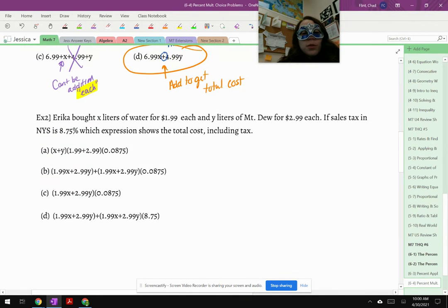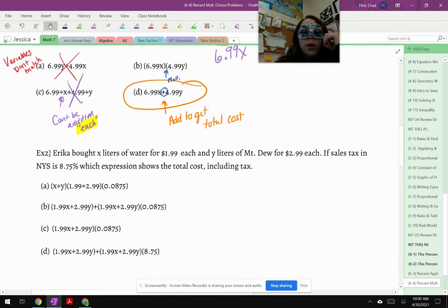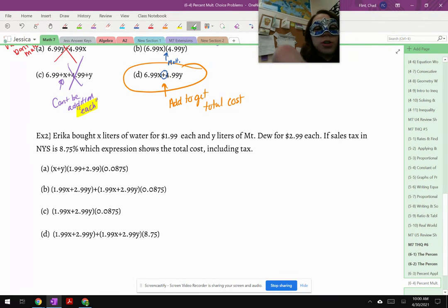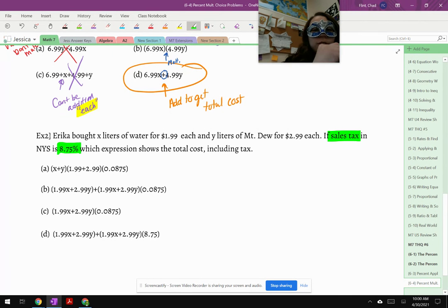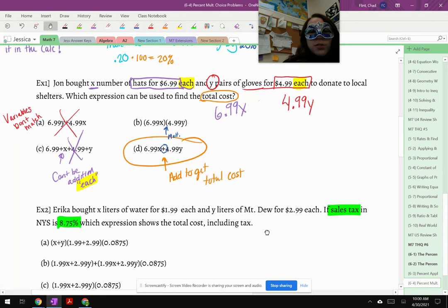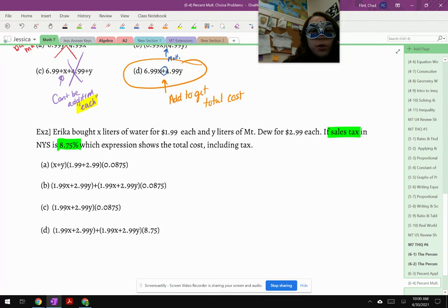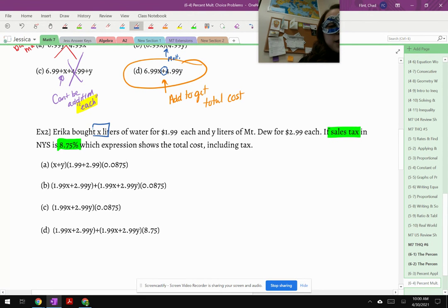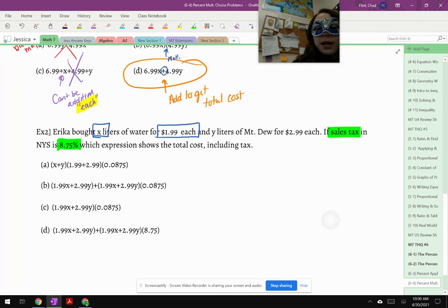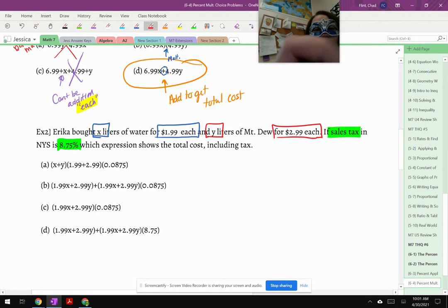Okay, so example 2 is a little bit more complicated than example 1 because of the introduction of the sales tax percentage. That is going to change things up. So keeping in mind our similar things from example number 1, that we're still buying X something for $1.99 each and Y numbers of something for $2.99 each.